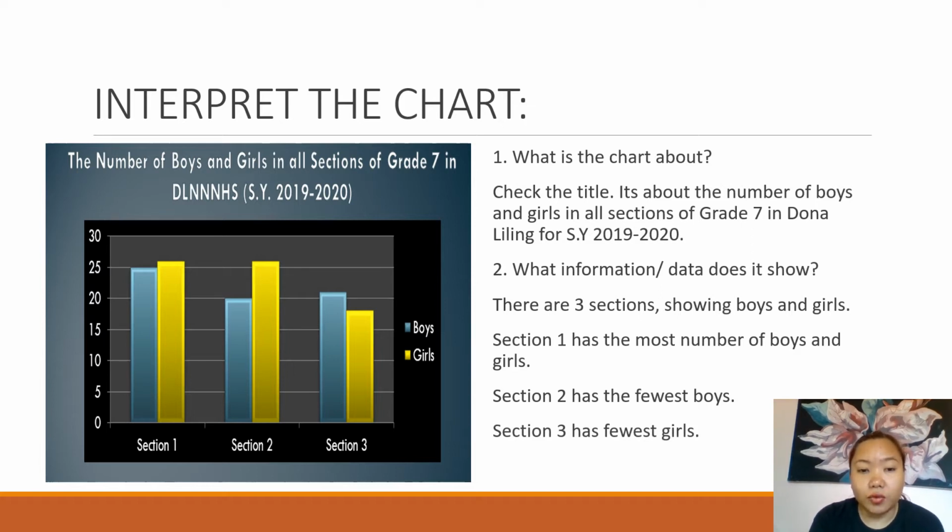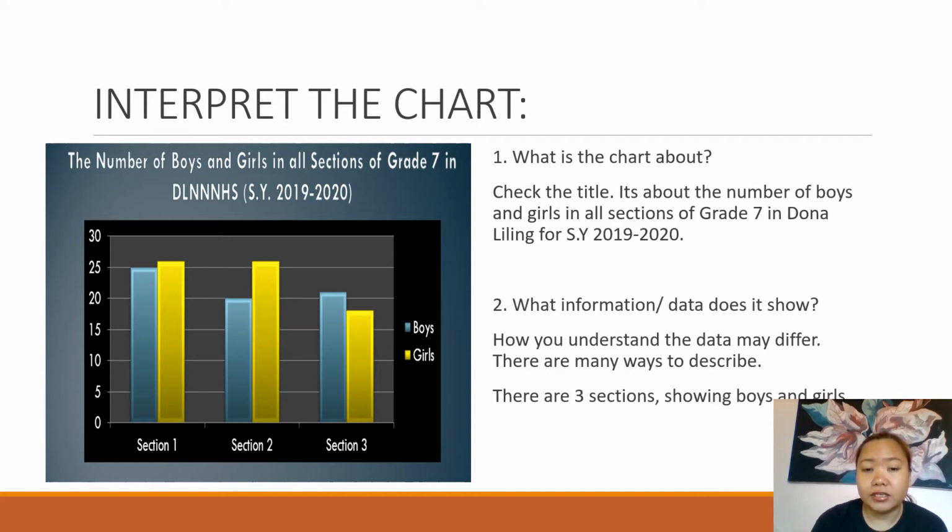Section 3 has the fewest girls. We can also see that I think section 1 and section 2 have almost the same number, no? Yes. And then section 1 has the most number of boys. And then we can also say section 3 has more boys compared to section 2. So there are many ways that we can interpret the chart.